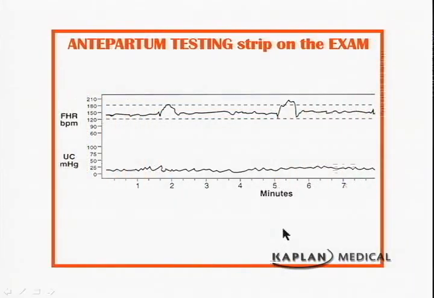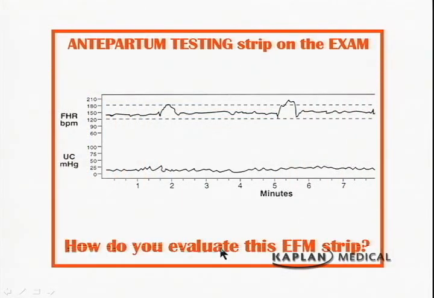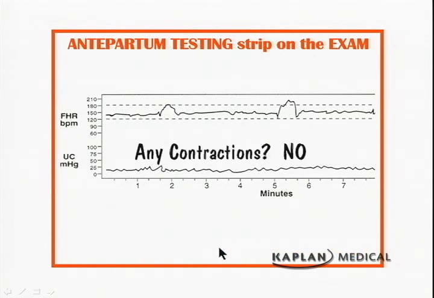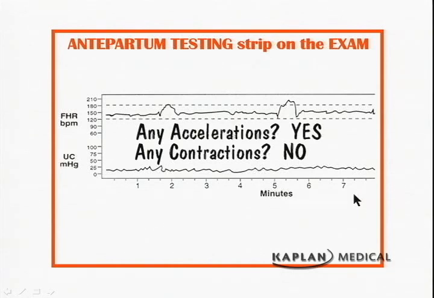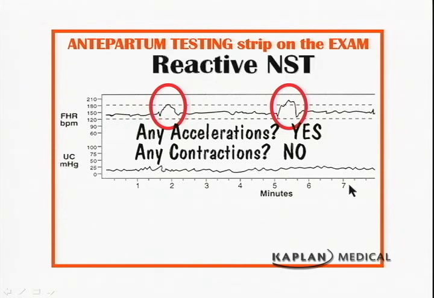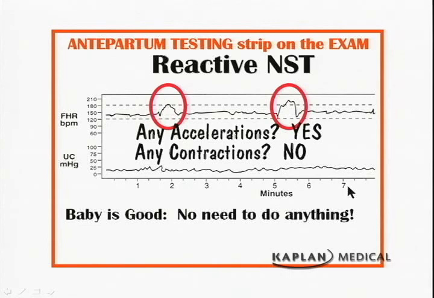First, reactive NST. How do you evaluate this strip? Are there any contractions? No, so we cannot do a CST. Are there accelerations? Yes, there are, 2 of them. Therefore, we will call this reactive NST. What's the interpretation? Excellent. Baby's good. No need to do anything.